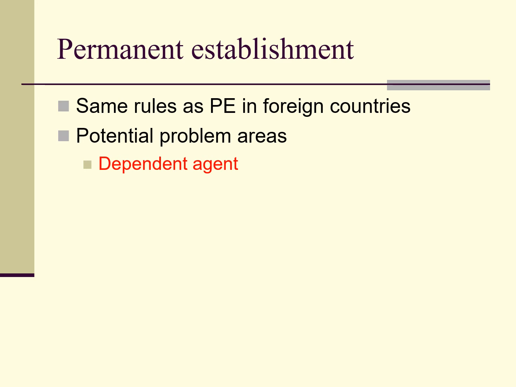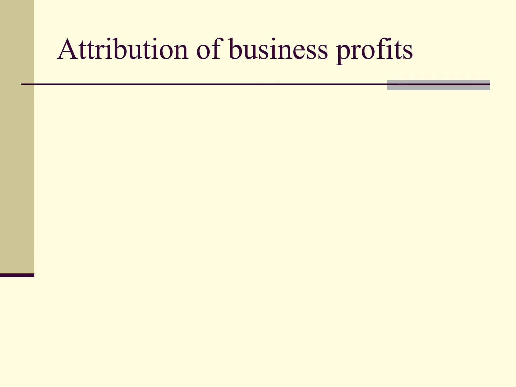Identifying dependent agents that can result in a permanent establishment, including an agency PE, website hosting services that may be dependent agents, and web servers in the United States that may result in a permanent establishment. If a foreign company has a permanent establishment in the United States, then the company is taxable in the United States on business profits attributable to the permanent establishment if a treaty applies.